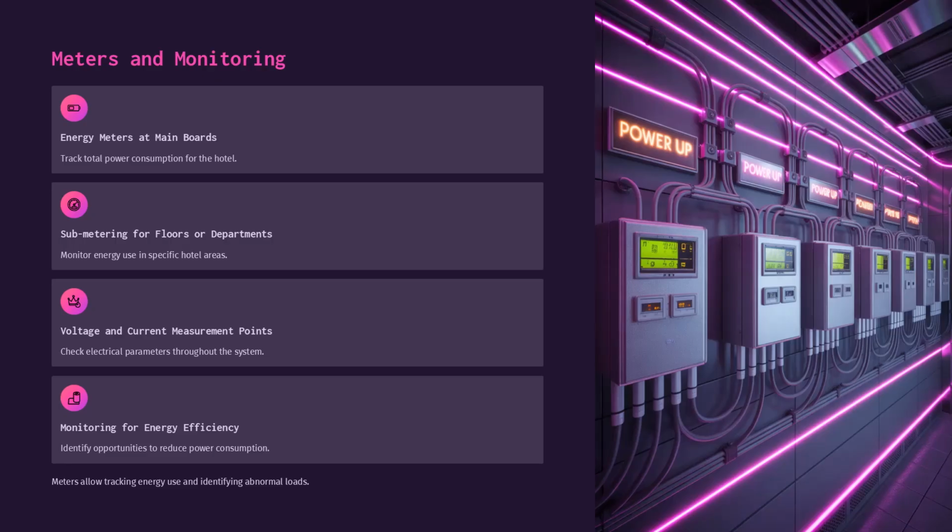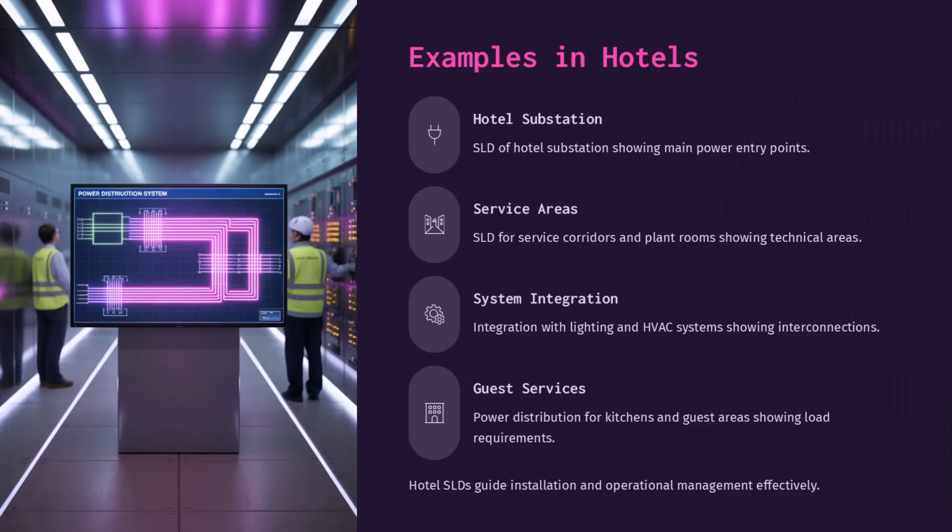They are central to both operational efficiency and sustainability. Examples in hotels. Let's now look at practical examples of SLDs in hotels. A hotel substation diagram shows the main incoming supply and protective devices. Service corridor diagrams highlight how electricity flows to back-of-house areas.